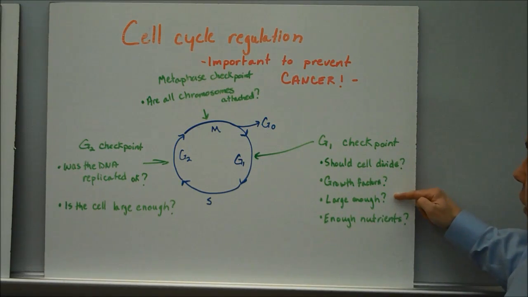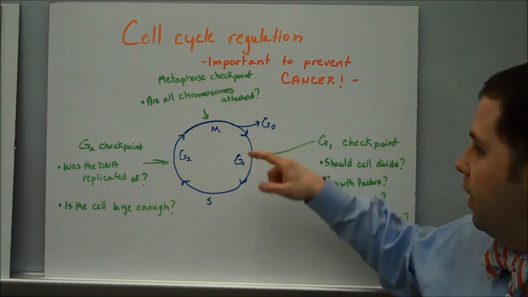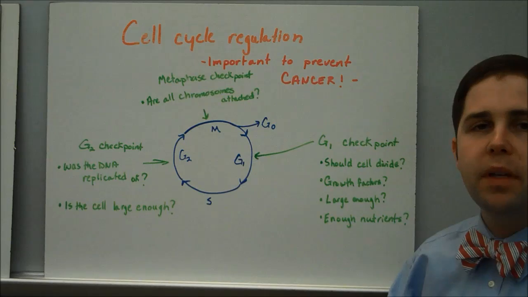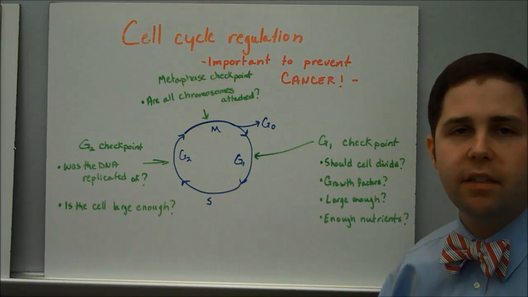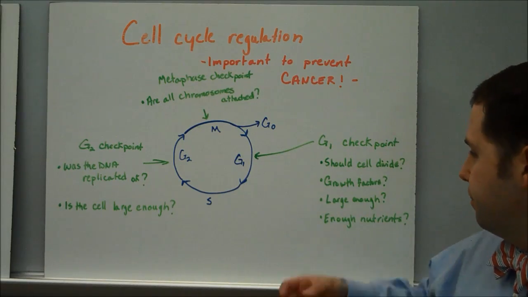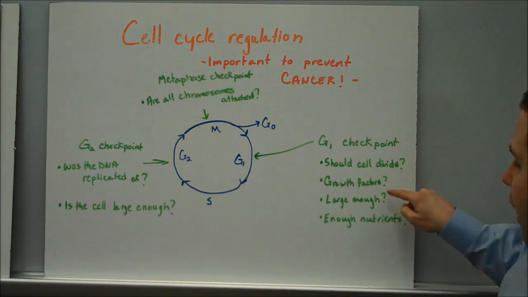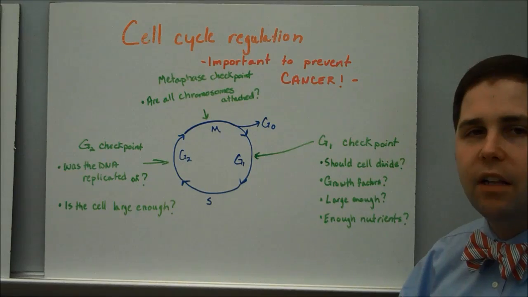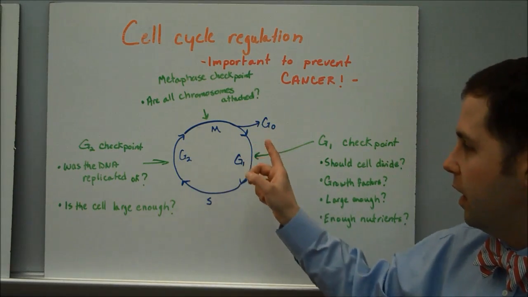The other thing that's going to be checked during G1 is whether the cell is large enough. The important purpose of G1 is to duplicate all the organelles, to grow a cell that's large enough that when you divide it into two, you can still have two complete cells. So the cell is going to check whether or not it's large enough, because if it's not large enough, it's not going to continue on through the process.